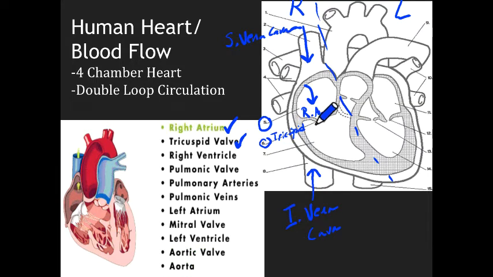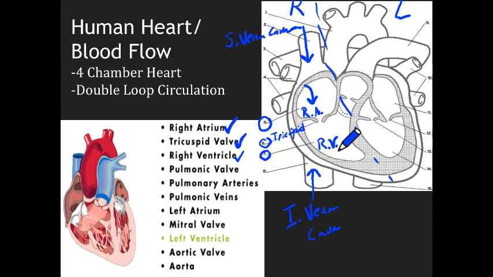So the tricuspid opens and closes and regulates blood flow into this next part, which is 7, the right ventricle. And the ventricle is a pumping chamber. So we know when we get to the right ventricle, we're going to be pumping the blood out of the heart to somewhere. And our options are to the lungs or to the body.